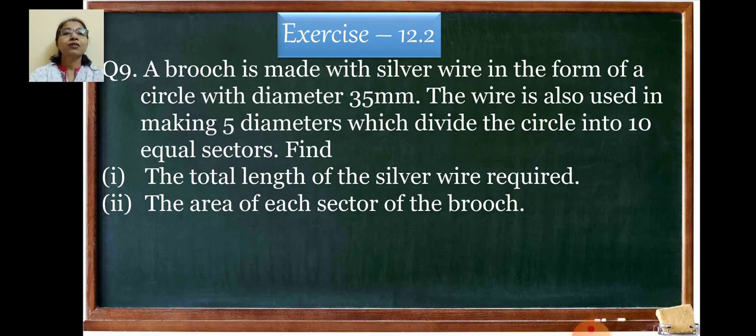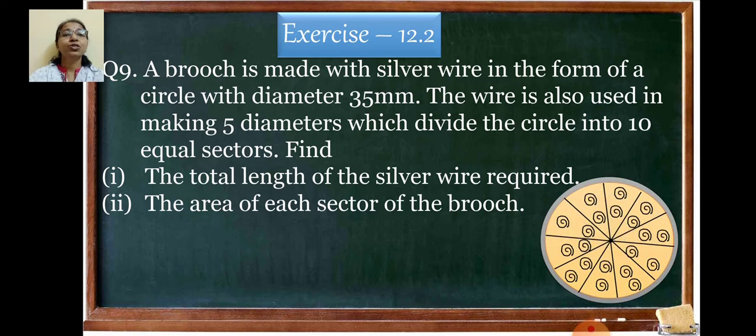A brooch is made with silver wire in the form of a circle with a diameter 35 millimeter. The wire is also used in making 5 diameters which divide the circle into 10 equal sectors. Then find, number 1, the total length of the silver wire required, and second, the area of each sector of the brooch. So let me show you the diagram of that brooch.